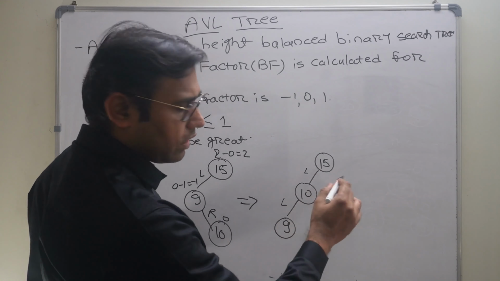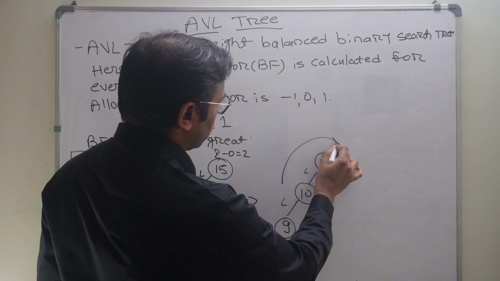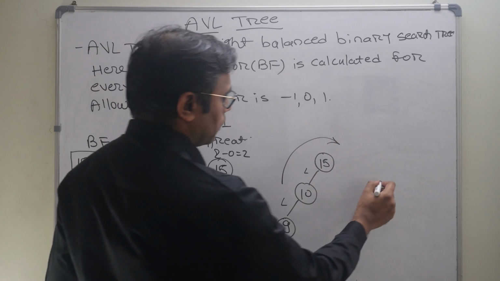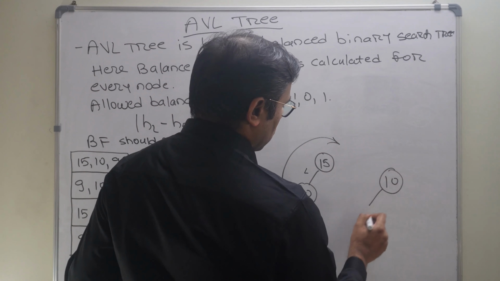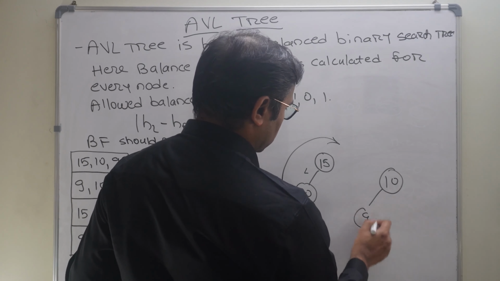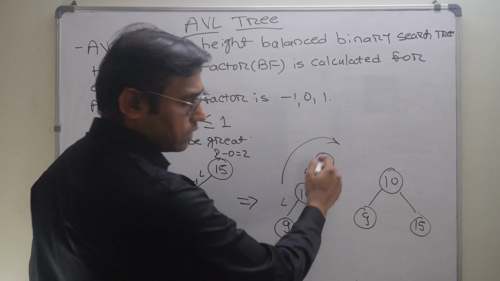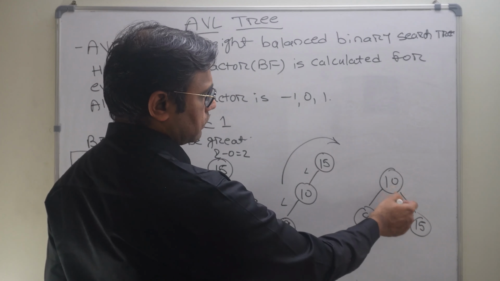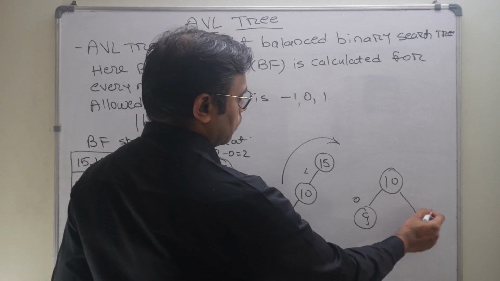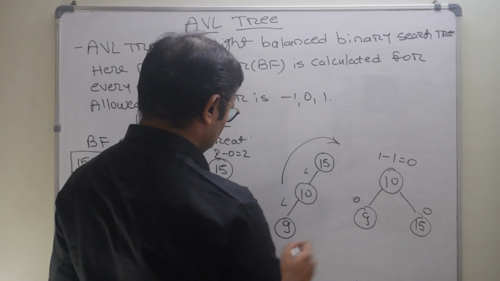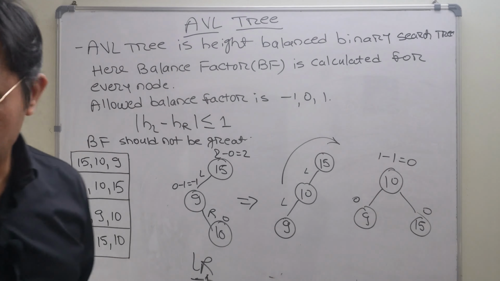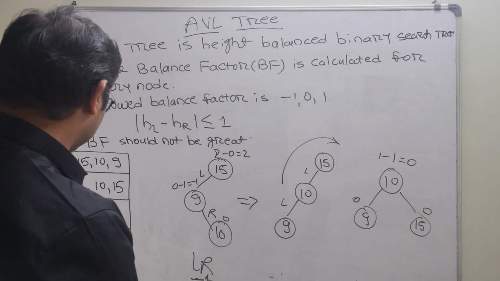So what happens in LL? We have to move the node to the right. So it will be 10, then 9 and then 15. We move this node to the right. Again this tree is now balanced, 0, 0, and 1 minus 1 is 0. So this type of rotation is called LR rotation.